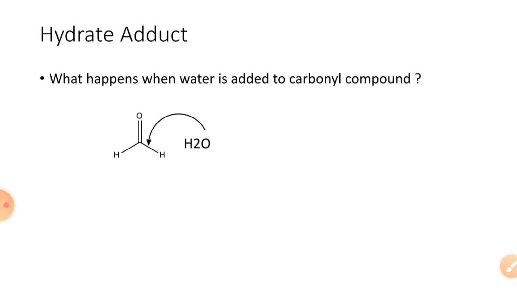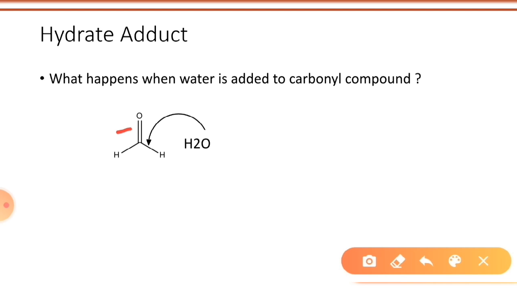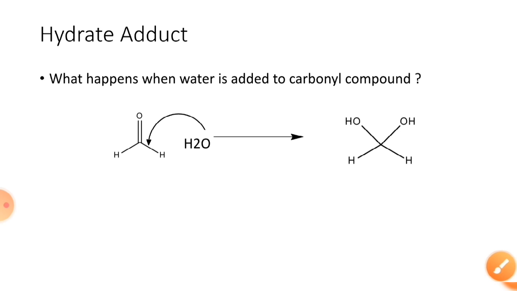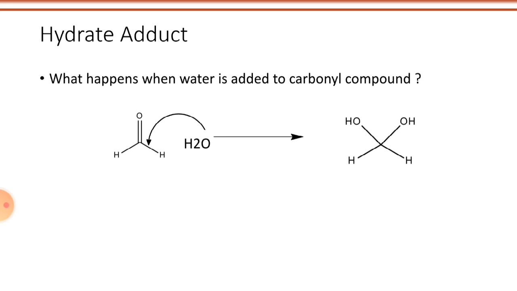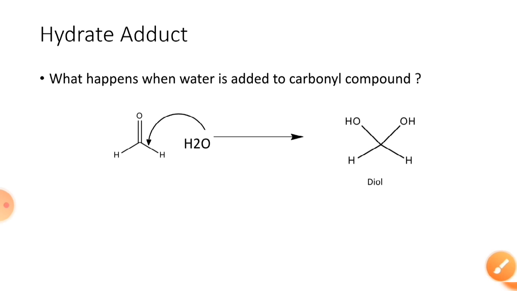Now if water attacks the carbonyl carbon, then this double bond will open and O negative will form. In the next step, that O negative will capture a proton and two OH groups will form, and that compound is known as a diol. This is the hydrated product or hydrated adduct of the carbonyl compound. This is possible in the case of aldehyde.